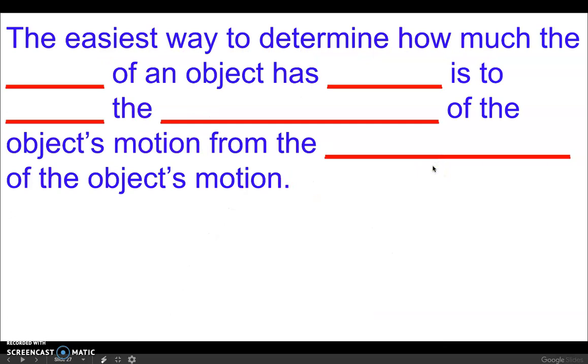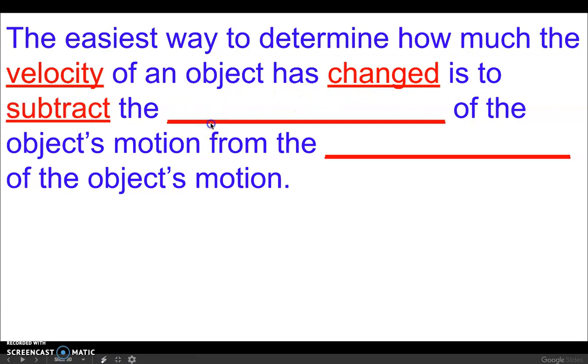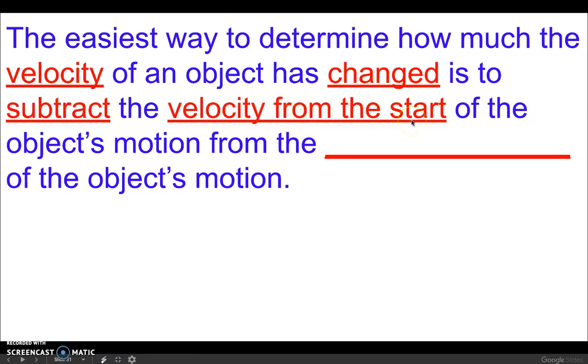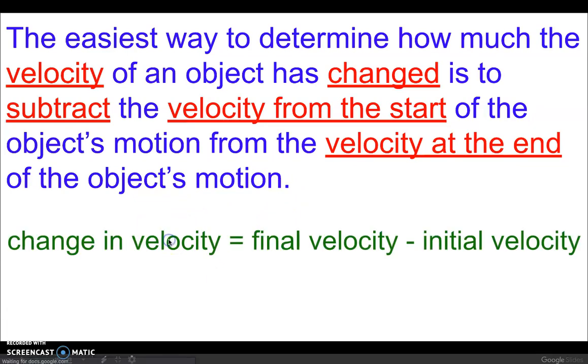Oh, sorry, one more page of notes. The easiest way to determine how much the velocity of an object has changed is to subtract the velocity from the start of the object's motion from the velocity at the end of the object's motion. So let's write this out a little bit more simply. Change in velocity equals final velocity minus initial velocity. Or if we're going to write that as an equation, delta V equals V final minus V initial.